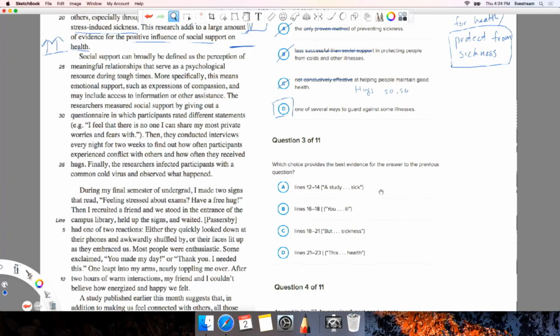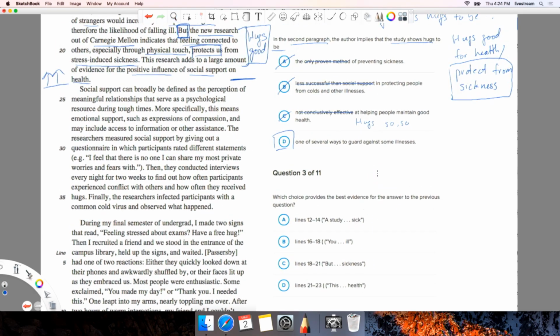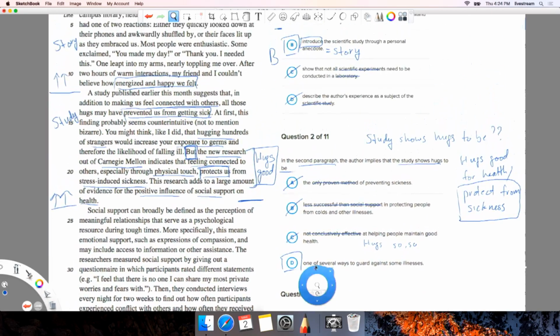So which choice provides the best evidence for the answer to the previous question? In this case, let's take a look. We're looking for the best evidence here, so let's go back and look at the passage. And again, we're not looking at the answer choices. Why did I choose D is essentially what the passage is saying, and what evidence from the passage supports that. This is about the study showing hugs, and so you can hone in here on this hugs good section.